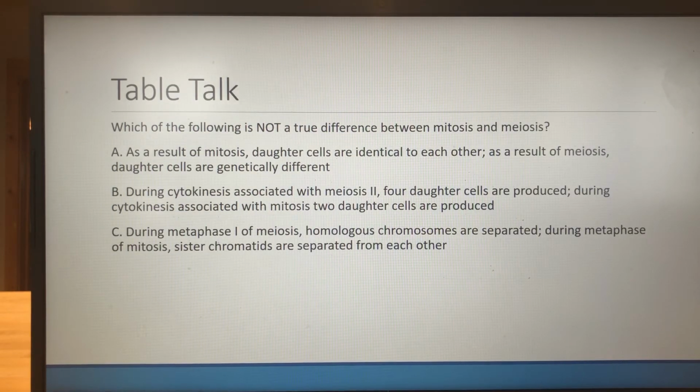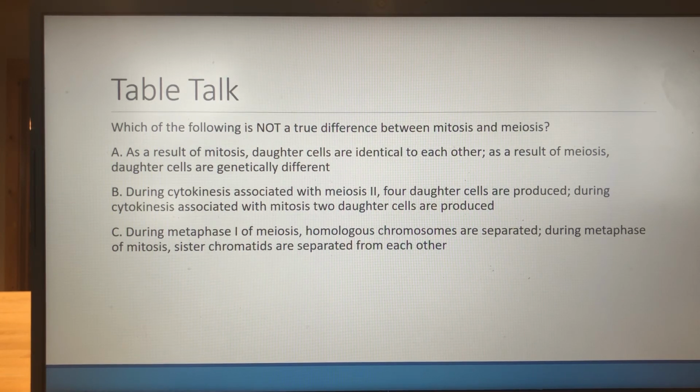Here's your test question. Which of the following is not a true difference between mitosis and meiosis? Here's a gimme. Again, remember, in mitosis you are going to have identical daughter cells. In meiosis, the daughter cells are going to be different. This is asking what's not true. During cytokinesis in meiosis, four haploid daughter cells are produced. During cytokinesis with mitosis, two daughter cells are produced.